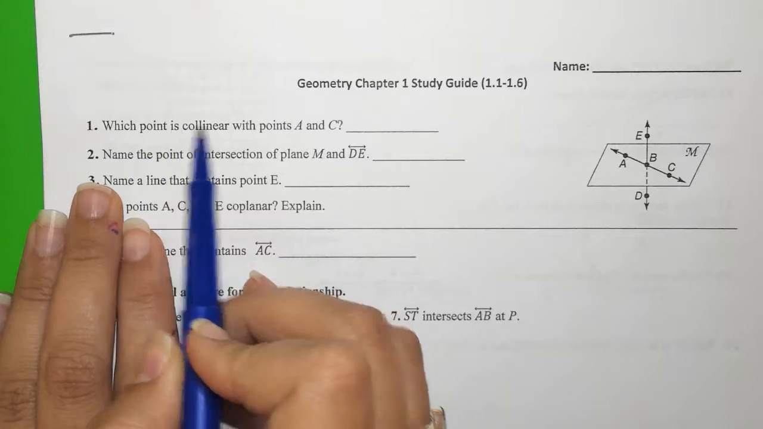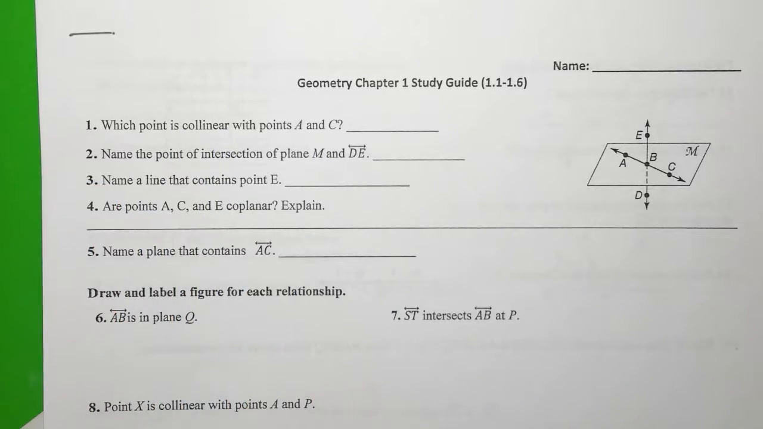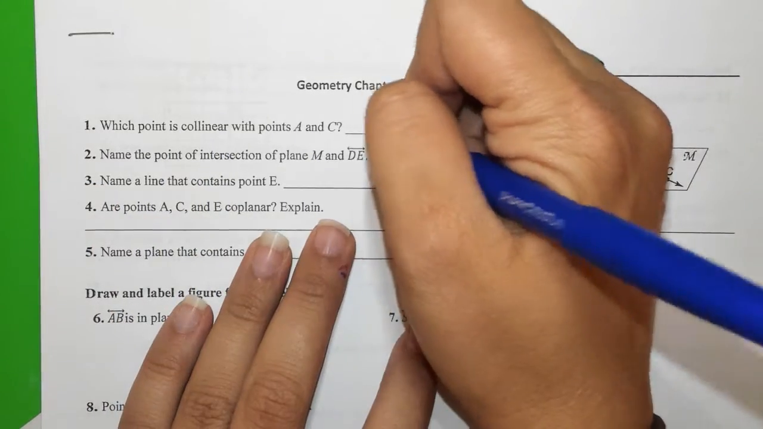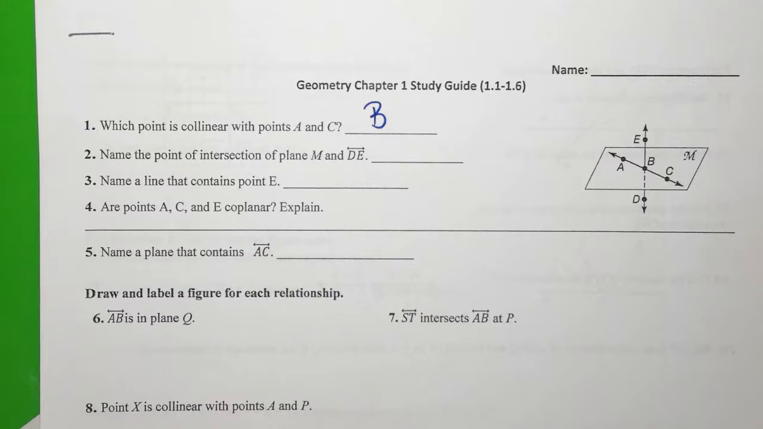All right, so collinear means that they are on the same line. So this says which point is collinear with points A and C? B. Take a point if you said B. Let's do this, children.